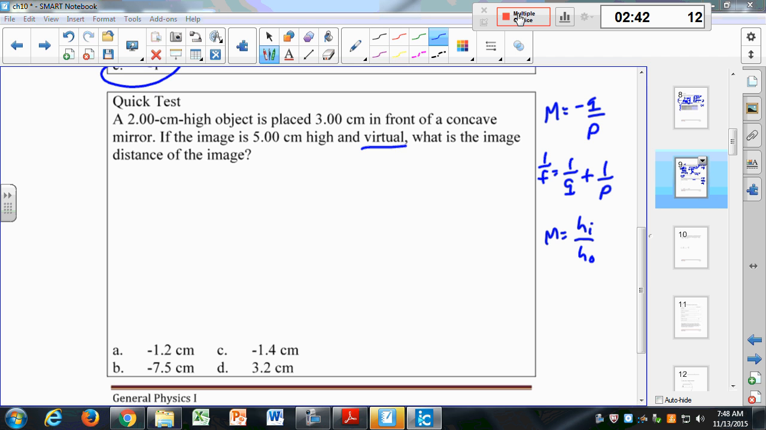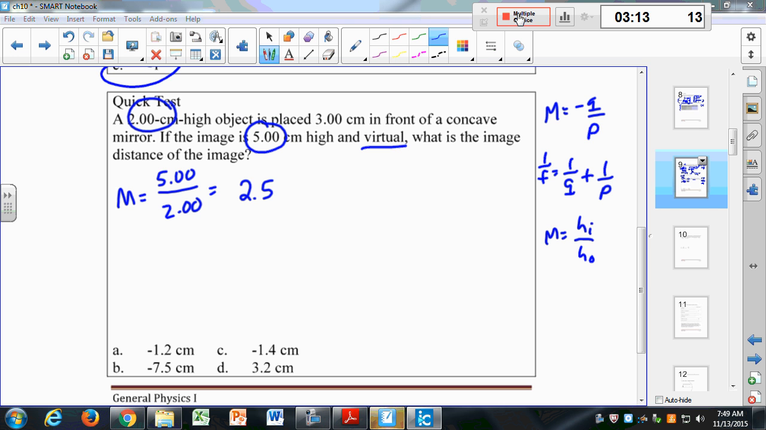What is the magnification of this object? The magnification is 2.5. I know that because the image is 5 centimeters high and the object is 2 centimeters high. So the magnification is hi over ho. That's 5 over 2. It's 2.5.